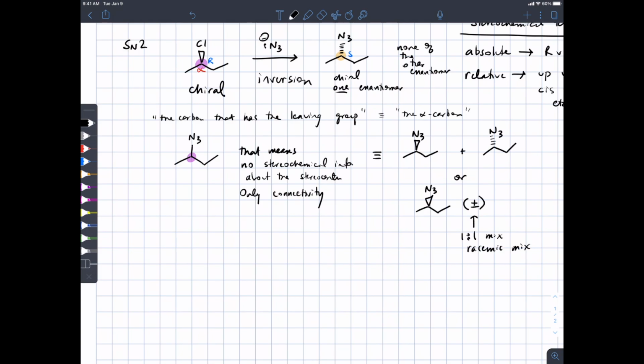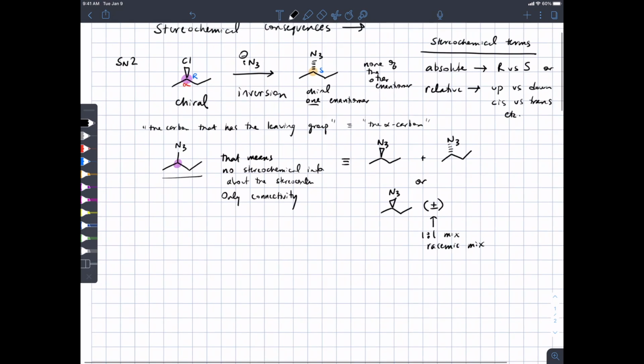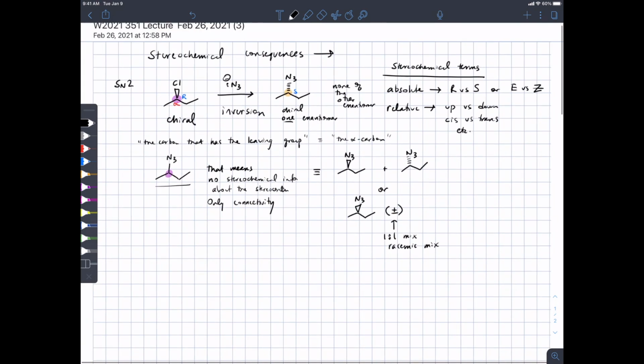So if you were to draw the product this way, that would be incorrect, because it doesn't convey that you get only one enantiomer, and it doesn't indicate the correct enantiomer that you should get. Questions so far?